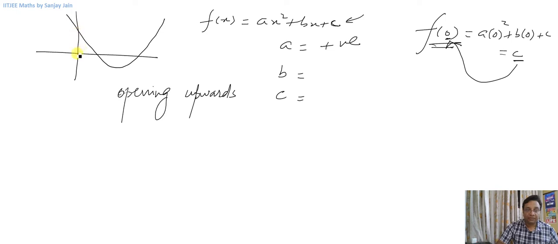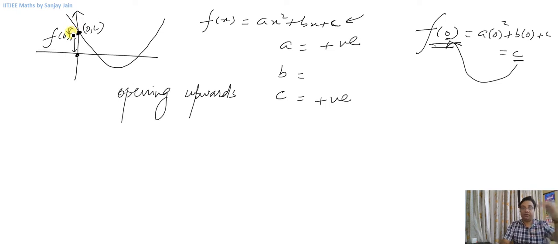So what is f of 0? When x is 0, this point here is f of 0. Hence, the coordinates of this point will be 0 comma c, or you can say that this is c. Hence, it is in the positive direction of y-axis. So we can say that this c is positive. So you can directly see where the graph is cutting the y-axis.